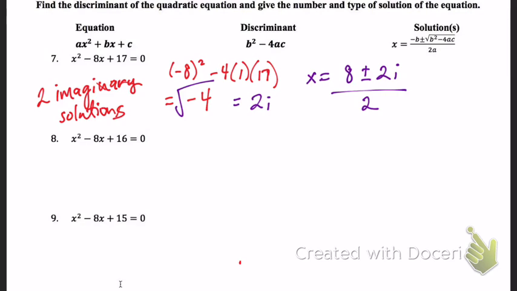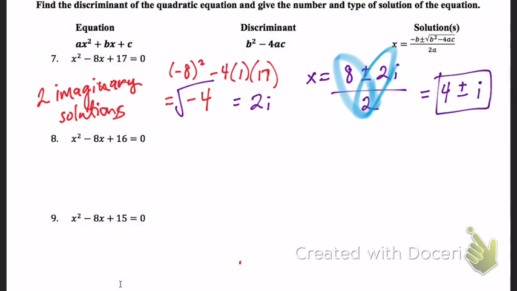Now, what do all 3 of these numbers have in common? 2. So can I simplify this further? Yes. So I can divide 8 divided by 2. That becomes 4. And 2 divided by 2 reduces to just 1, so 4 plus or minus i.